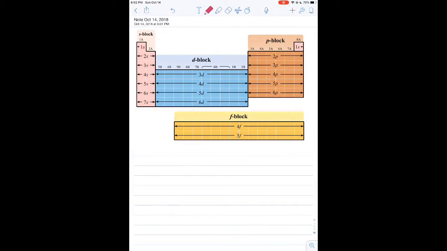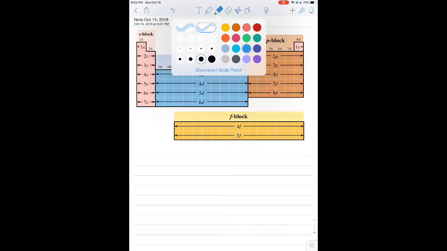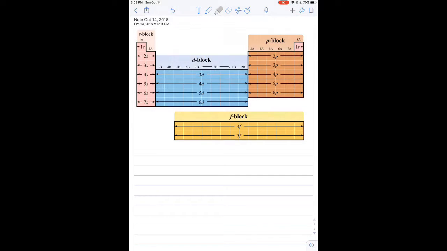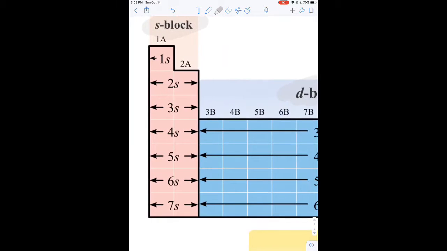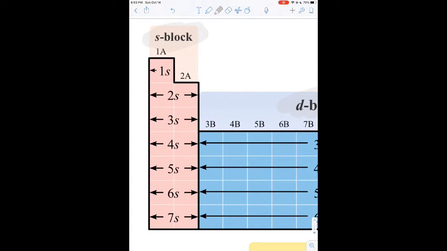Here we have a very simplified version of the periodic table showing all the blocks. So we're going to go through and look at the S block, P block, D block, and the F block. We're going to zoom in on S really quick. S is the alkaline earth metals and the alkali metals. We're just going to highlight that really quick, which just means that in this orbital they have 2 electrons.